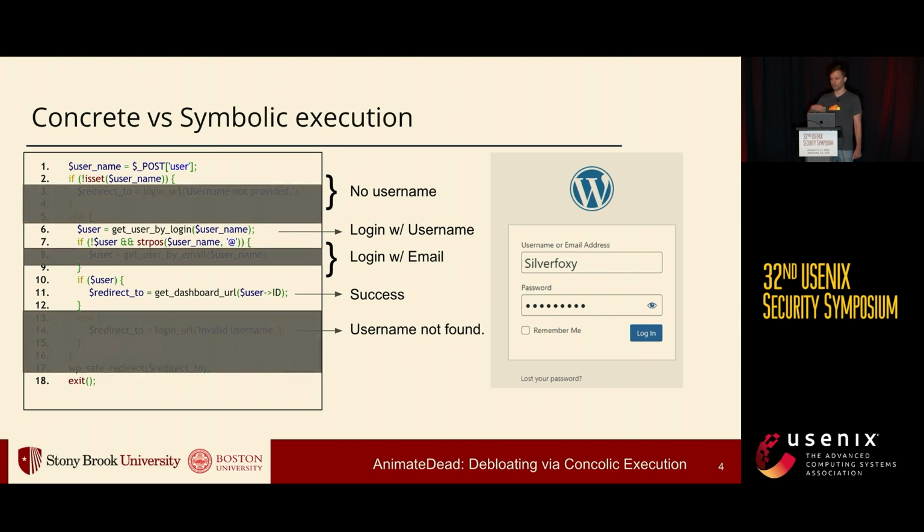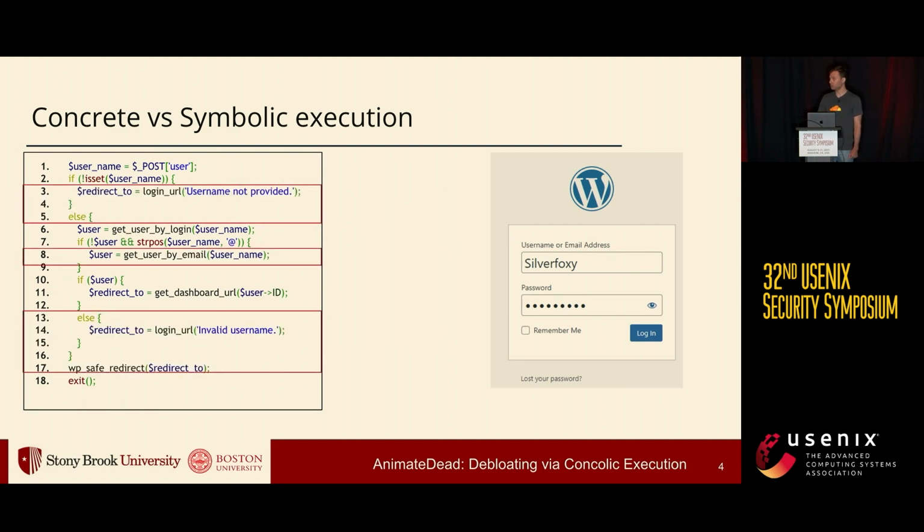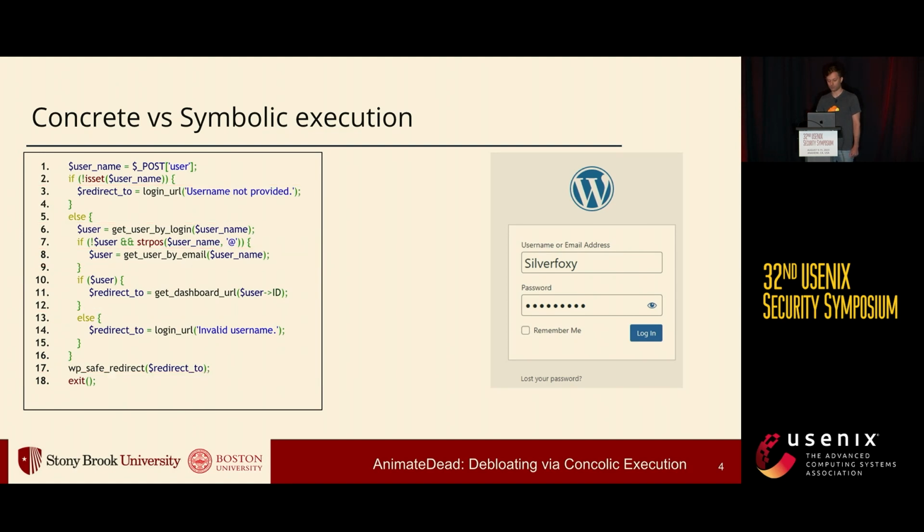So if we dynamically run this code and the user successfully logs in via a username, only these lines are executed. But in reality, if we're doing an analysis, we are interested in all of the branches in this code. So in order to execute these other branches that I mentioned here, we have to look at the parameters that determine whether those conditions are satisfied or not.